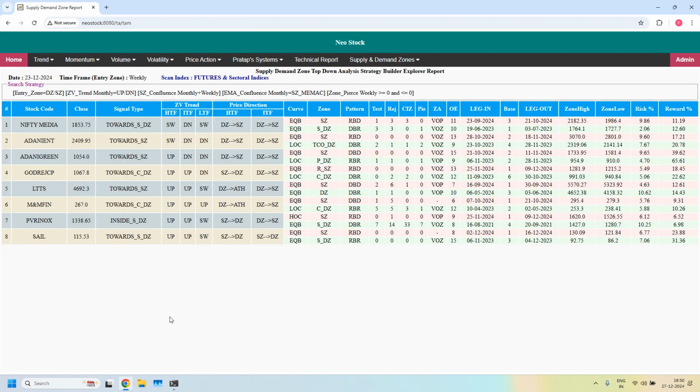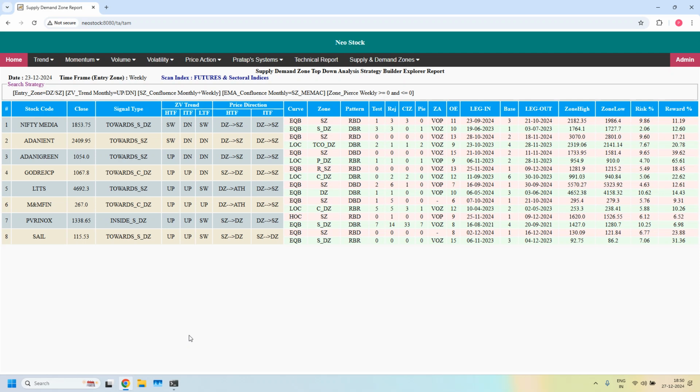Now let us filter. We got 8 stocks. Instead of 27, the list is reduced to 8. In all these 8 stocks, the monthly trend is either downtrend or uptrend, but not sideways. Okay, this is based on weekly and monthly confluence.